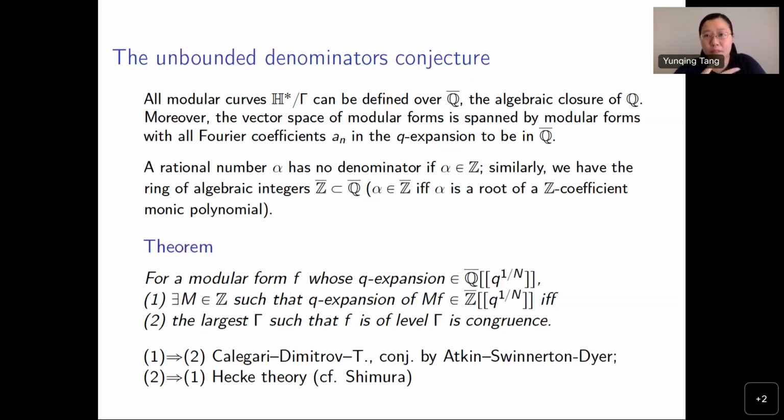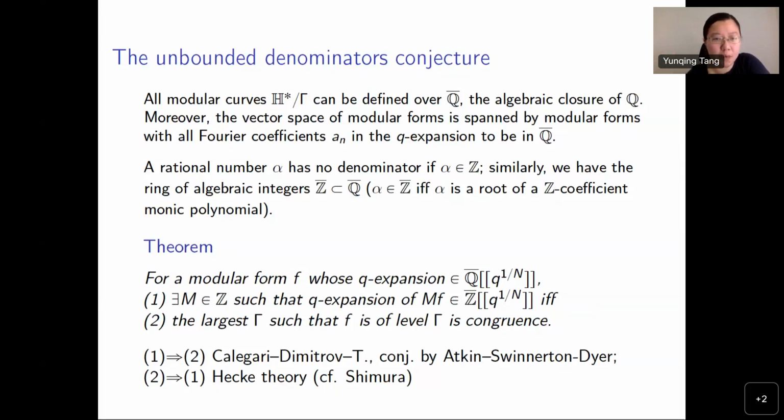That's why in the previous example, when we look at genus zero modular curves, we have a Hauptmodul, the coordinate, so that's the modular function that we study to see whether the finite index group gamma is congruence or not.